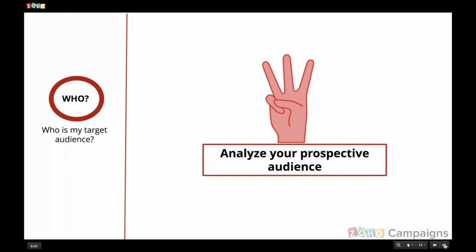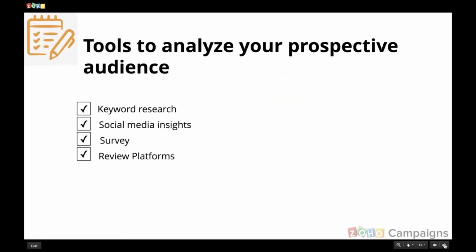The analysis process is one of the most important things to segment your list. Only when you analyze your prospective audience does the segmentation process become much easier. The customization of the list becomes easier. There are multiple tools to analyze your prospective audience. You can do keyword research, and with its help you can know which keywords your audience is using. Or you can use social media insights.